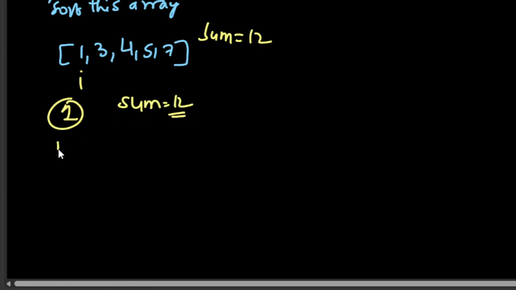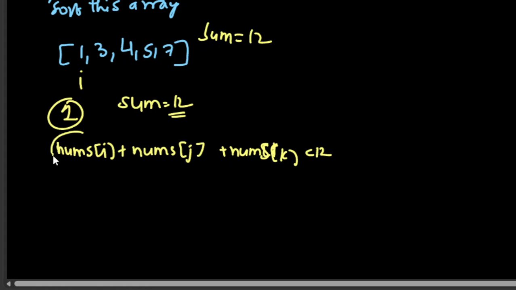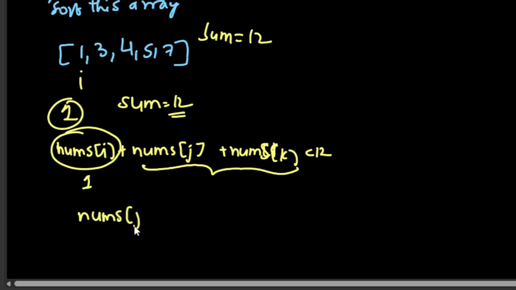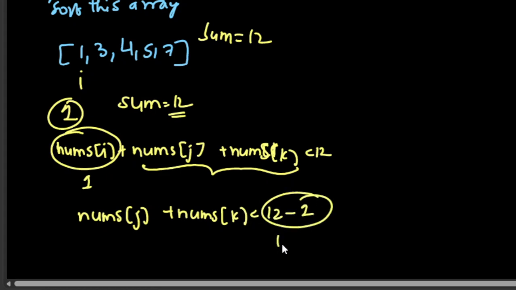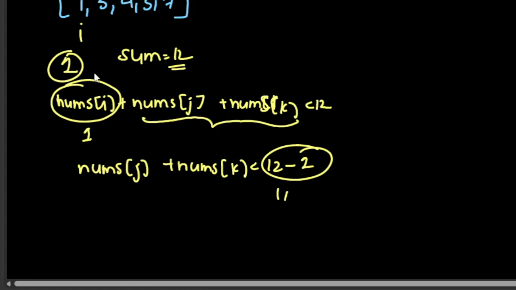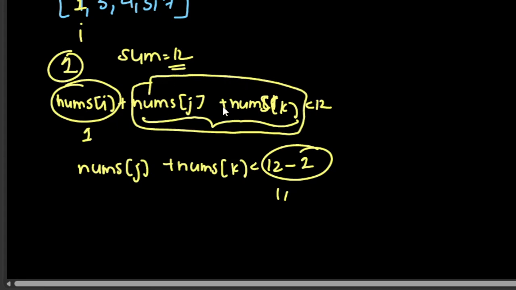Now our main condition: nums of I plus nums of J plus nums of K should be less than 12, right? If I fix this as 1, what does my condition become? nums of J plus nums of K less than 12 minus nums of I, which is 1 here, so 11. So I keep fixing nums of I like this. For every element, I will iterate through the array to find a pair where the pair sum is less than the sum that they gave minus the element that I fixed.